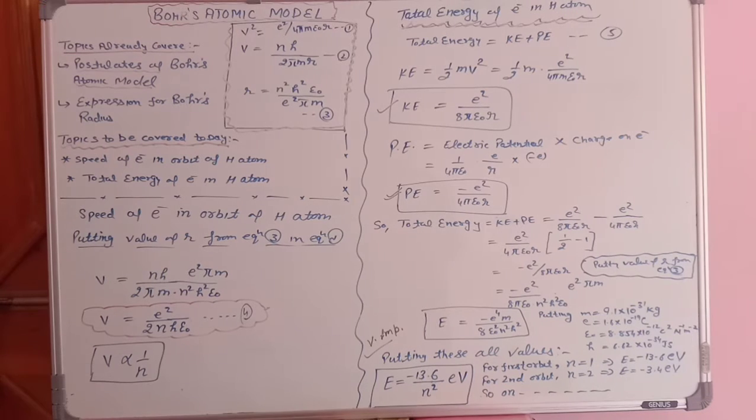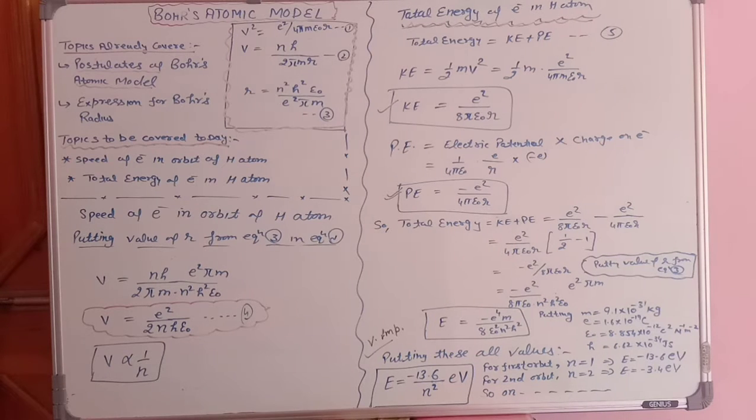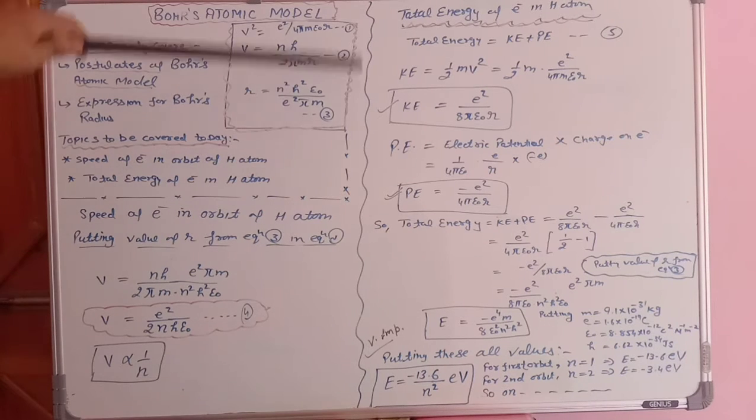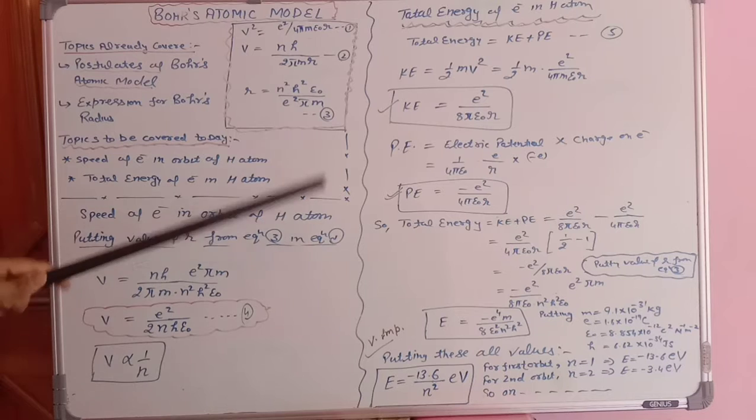Today we are going to study the speed of electron in orbit of hydrogen atom and the total energy of electron in hydrogen atom. Students, these both topics are very important because many times they have been asked in exams, and I hope that this year also they may ask. So, speed of electron in orbit of hydrogen atom. For these three equations, we need to derive first by using Coulomb's law.